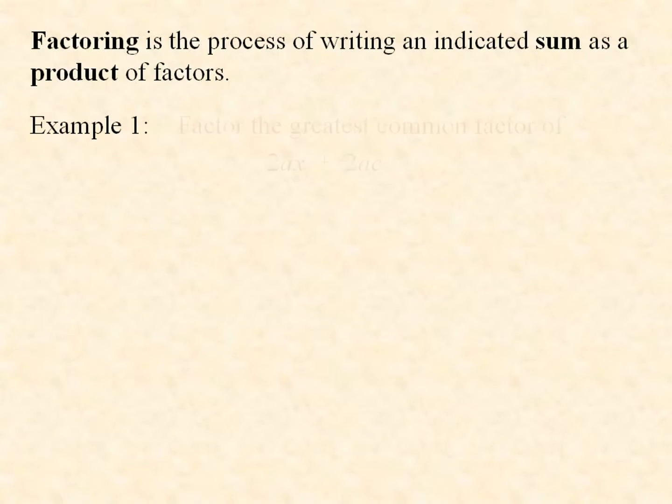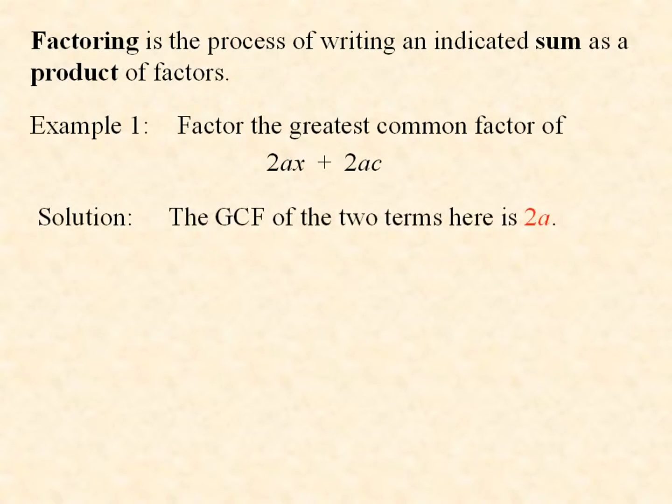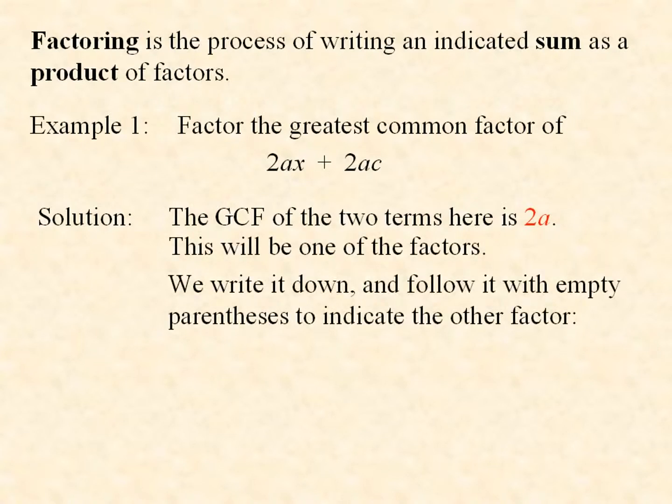Example 1. Factor the greatest common factor of 2ax + 2ac. That's the problem we just considered. The greatest common factor of the two terms is 2a. This will be one of the factors. We write it down and follow it with empty parentheses to indicate the other factor.